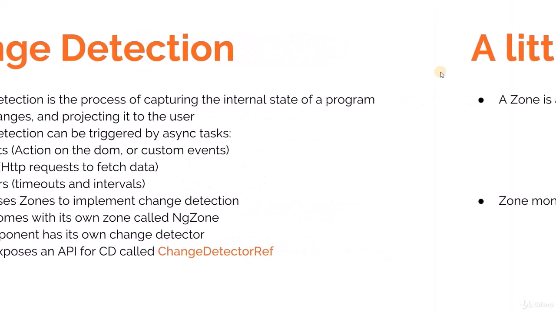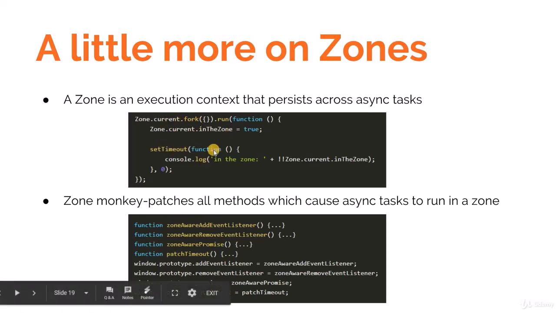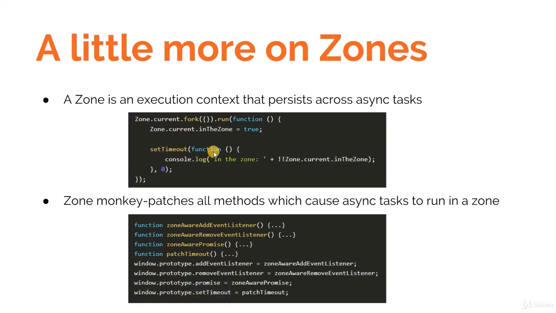Now how exactly does this zone work? So what happens is that a zone is forked, and then the run method on that forked zone is called, and whatever function or whatever asynchronous task or code that we are writing would be run inside that particular zone. So here is one of the examples of that. Whenever there is a setTimeout function call, that would be run inside a zone.